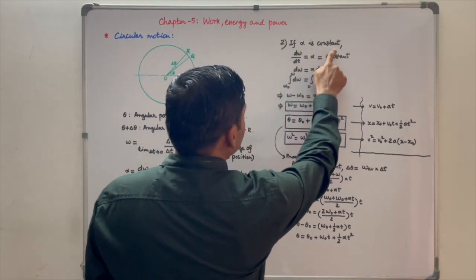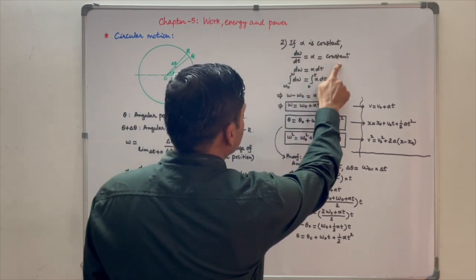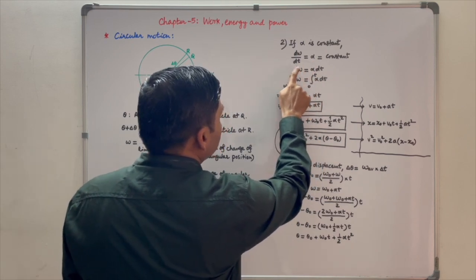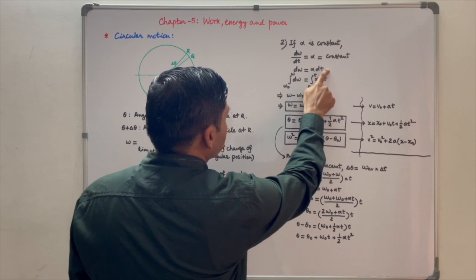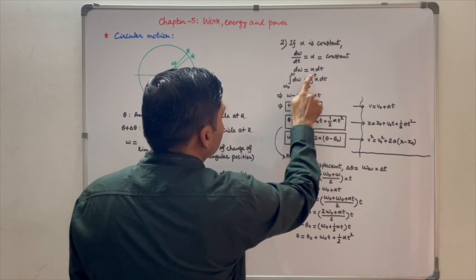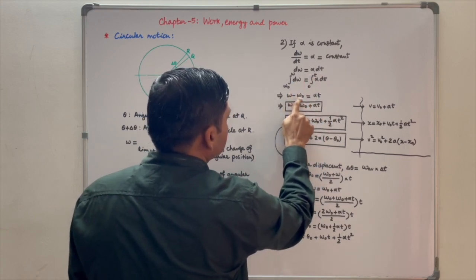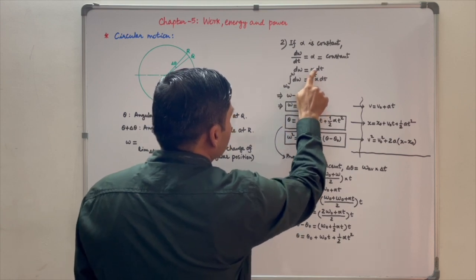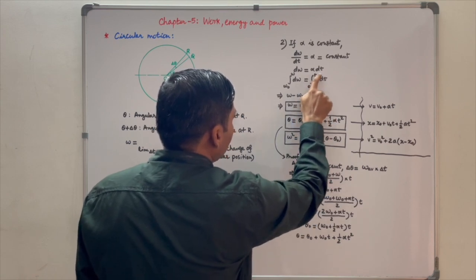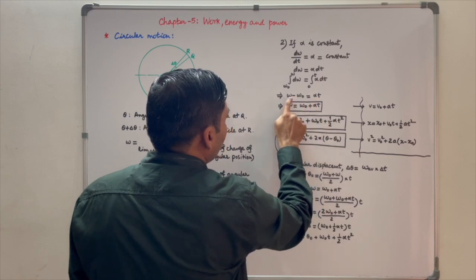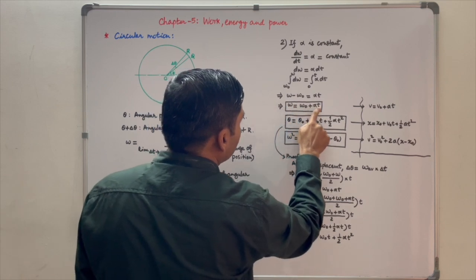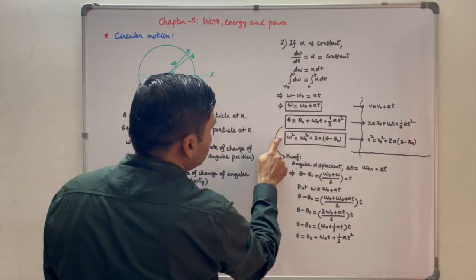If alpha is constant, that means d omega by dt is constant. d omega by dt is equal to alpha, or d omega is equal to alpha dt. Integrate both sides of the equation within limits. d omega from omega 0 to omega and dt from 0 to t. So the left hand side will be omega minus omega 0. Since alpha is constant, it can be taken out. So the right hand side will be alpha into the integration of dt from 0 to t, and that will be alpha t. So omega minus omega 0 is equal to alpha t, or omega is equal to omega 0 plus alpha t. Similarly, we can find these two equations.